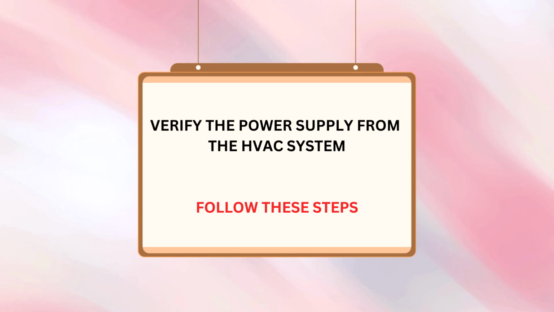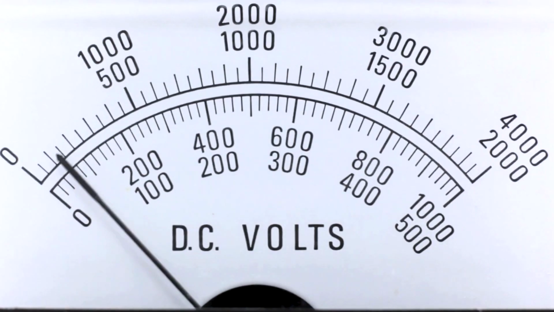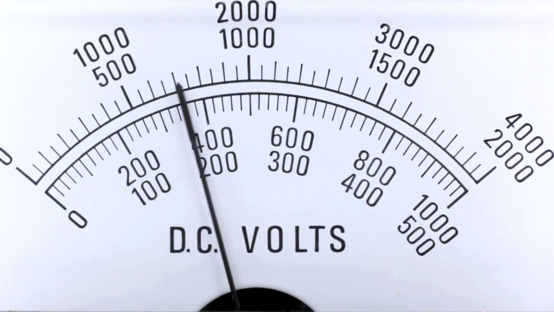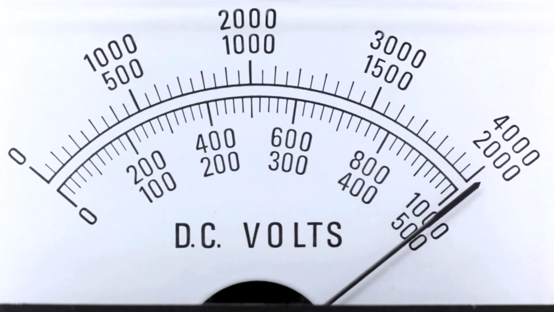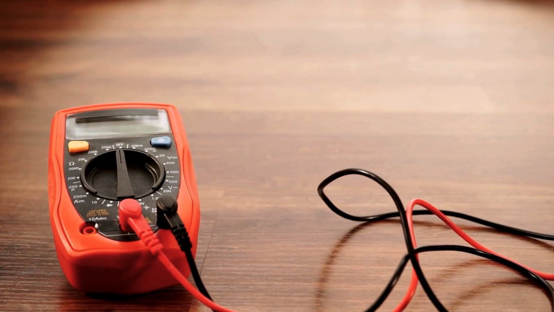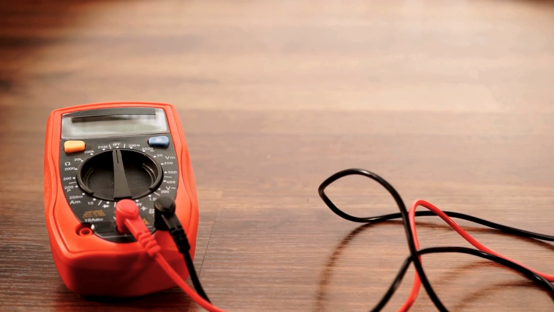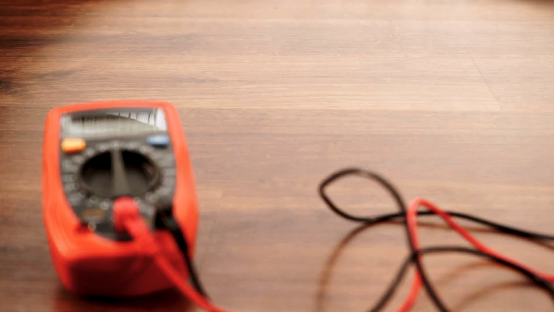Verify the power supply from the HVAC system. Follow these steps. Check the voltage on the HVAC system. Using a multimeter, test the voltage from the HVAC system to the thermostat to see if it is a steady 24 volts. If the voltage is low, you may have to consult with the HVAC technician about whether the transformer or any of the other systems should be checked.